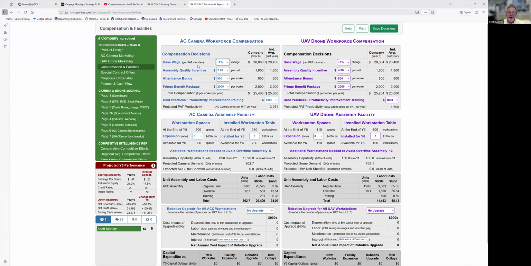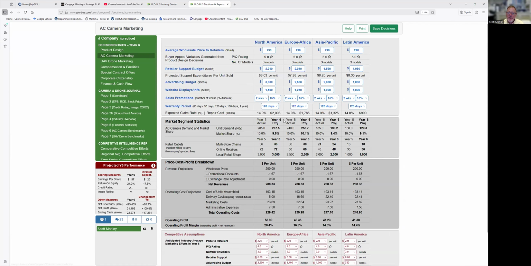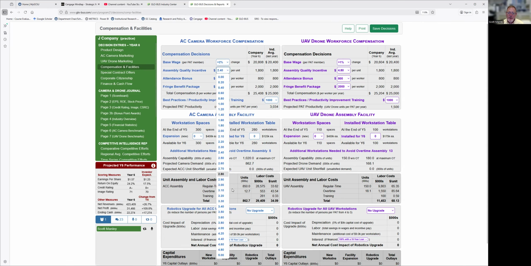All right. We also changed our camera warranty. We doubled it, which increased our expected claim rate. So I need to do something to offset that. What I'm going to do is increase the assembly quality incentive to $3. It was $2.40. Now it's $3. You have to be careful with that assembly quality incentive, because if you put too much incentive on there, what can actually happen is your workers might slow down. So I'm going to just do $3.